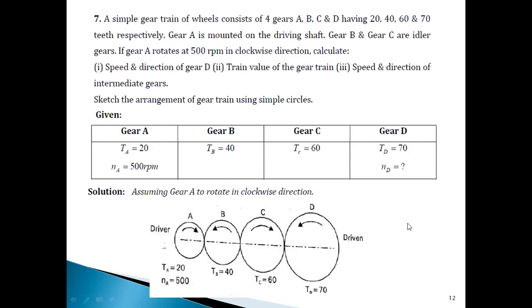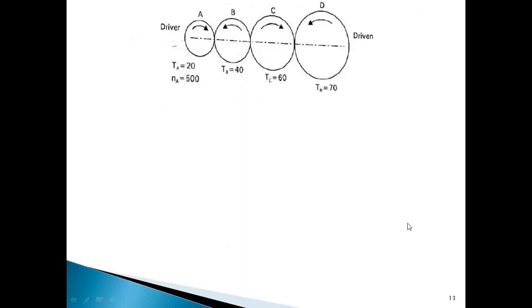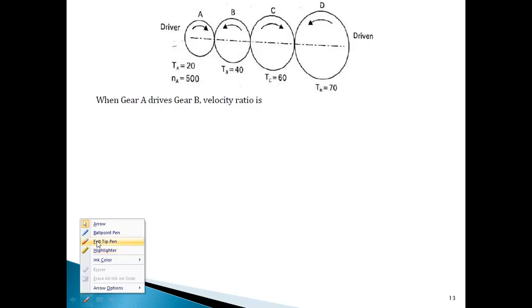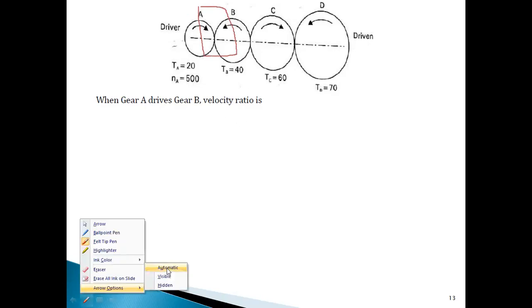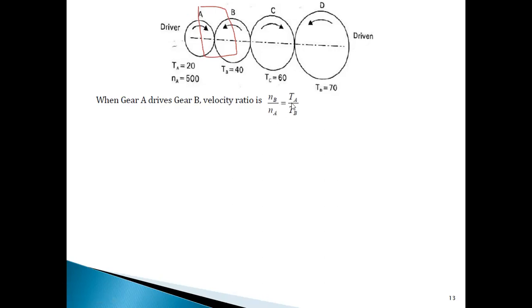Here D is our driven gear. Now we need to find the speed of the driven gear, and apart from this, we have to find out the velocity for each gear also. Starting from the first 2 gears A and B, we have to find the velocity ratio for A and B. So NB by NA is equal to TA by TB. This is for gears A and B. Let us see what we get. NB by NA is equal to TA by TB. On solution, what we get for NB is 250 RPM, the speed of the idler gear.